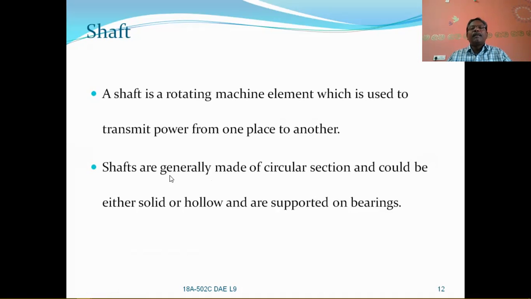Shafts are generally made of circular section. Mostly they are made of circular section, and they may be either solid shape or hollow shape also. That means hollow shafts may be there and also solid shafts, and these shafts are supported by bearings.